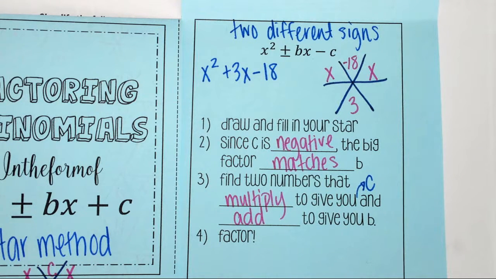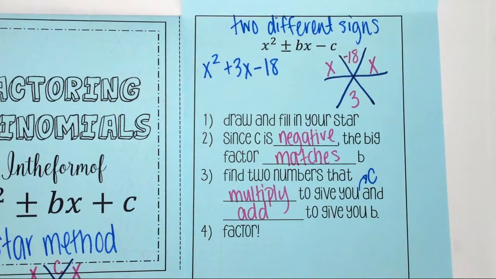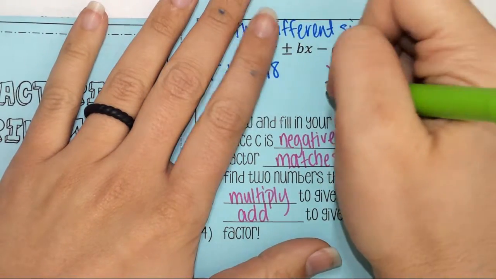Alright, we need two numbers that multiply to give us negative 18 and add to give us 3. First, what two numbers multiply to give us 18? 6 and 3. 9 and 2. But 9 and 2, no matter what the signs are, will not give us positive 3. 6 and negative 3. Why would it be 6 and negative 3 and not negative 6 and positive 3? If you add 6 and negative 3, you get positive 3.